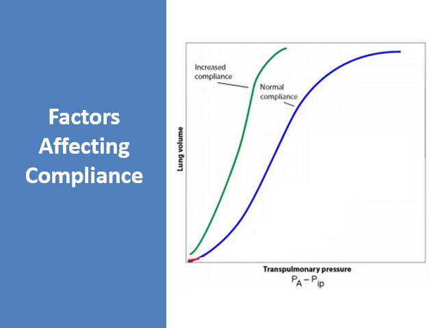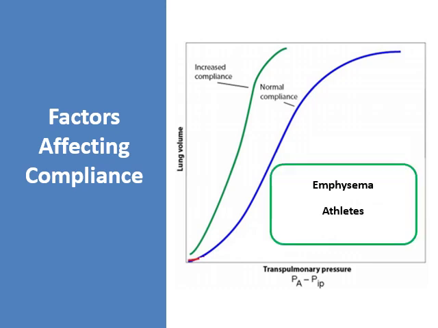The factors that increase the compliance are either related to the lung compliance or the chest wall compliance. Lung compliance is increased in emphysema and old age, where the lungs lose their elasticity as a result of destruction of the elastic tissue, and the walls between the alveoli break down so that the alveoli are replaced by large sacs. The chest wall compliance increases in athletes.